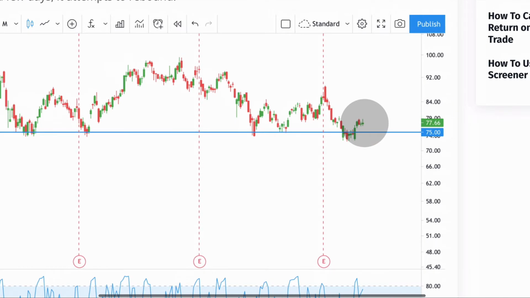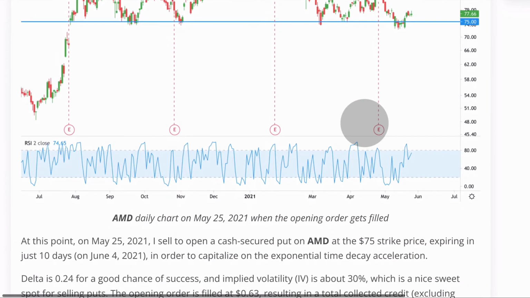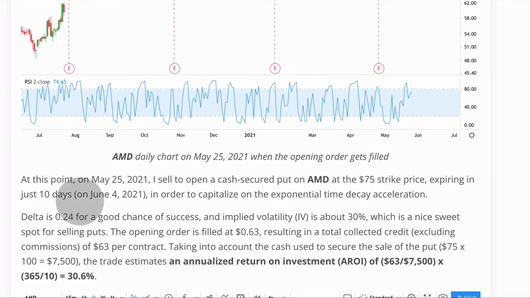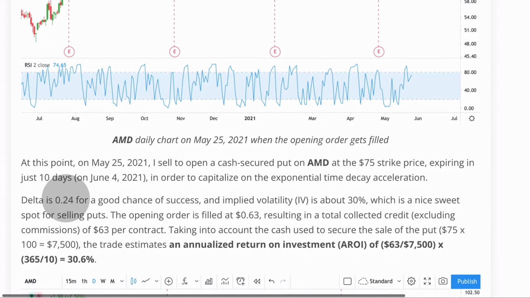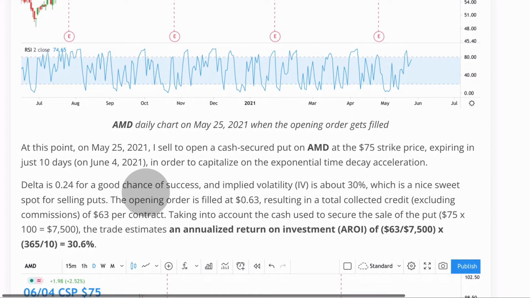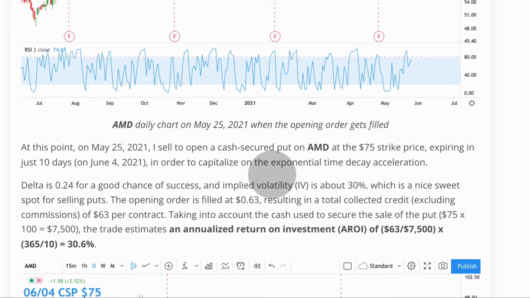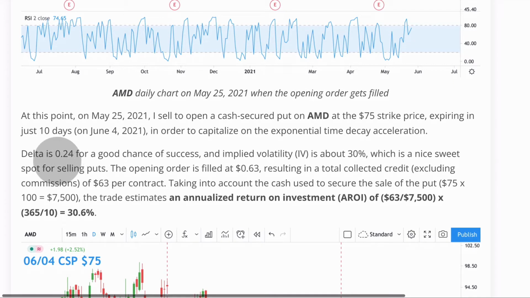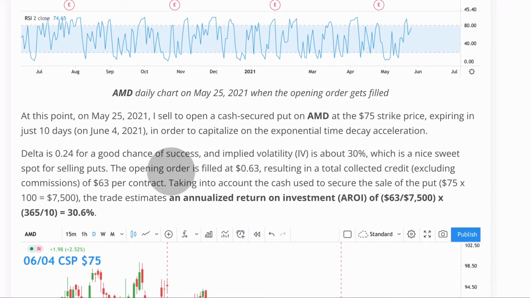And I decide to open a CSP, a cash secured put, at the 75 strike price, expiring on June 4th. So only 10 days before expiration I enter the position, because I want to jump on board when the time decay is going to accelerate at the maximum. And on the trade, delta is 0.24, so that is a pretty good chance of success. And IV is in the 30% range. That is sort of my sweet spot for this kind of trade.